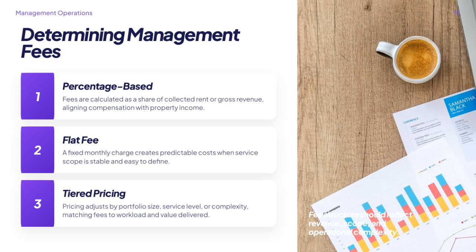Another option is a flat fee, which is a fixed monthly charge. This provides predictable costs and works well when the scope of services is stable and clearly defined. Lastly, tiered pricing adjusts fees based on factors like portfolio size, service level, or complexity. This ensures that the fees accurately reflect the workload and value provided. Selecting the right fee structure helps balance fair compensation with effective property management.